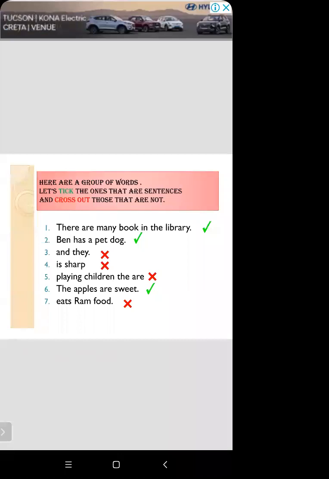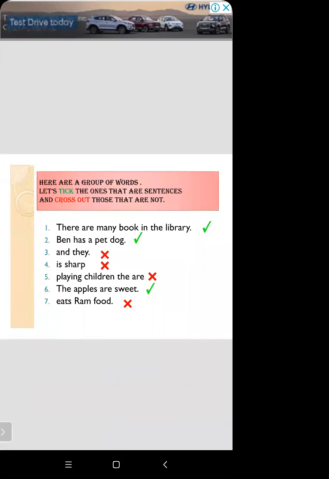Okay. Now next one is here. Ben has a pet dog. Ben is here as a subject, has here as a verb. So here Ben has a pet dog. So now it gives a complete sense. Yes, this is called a sentence. Now next one. And they. Does it give a sense, student? No, it does not give a sense. So it is not a sentence.